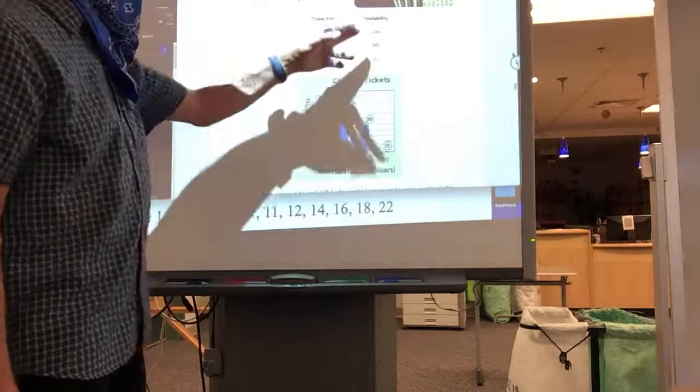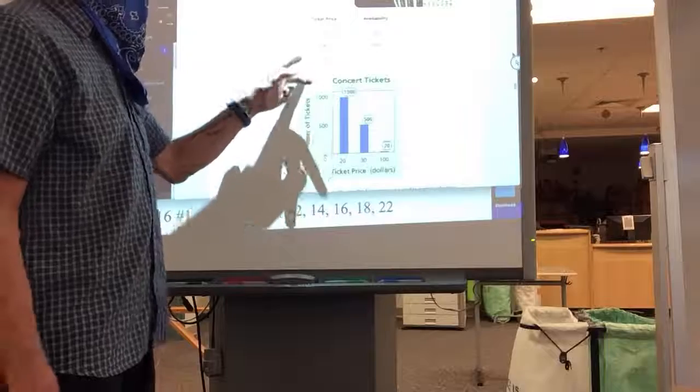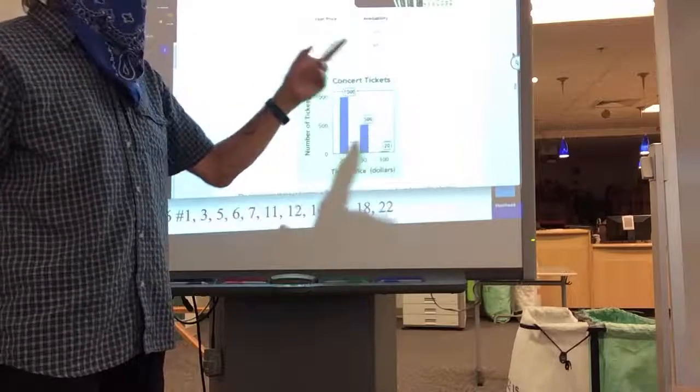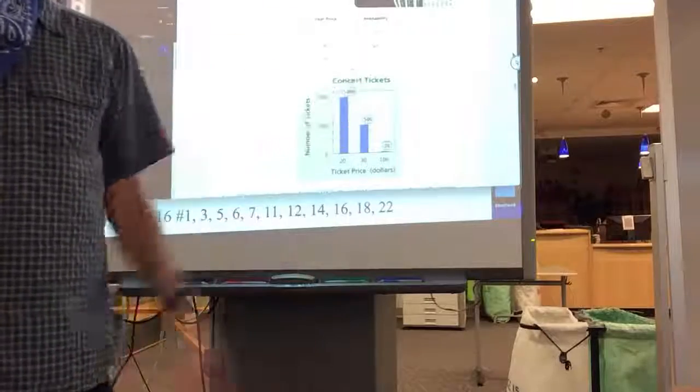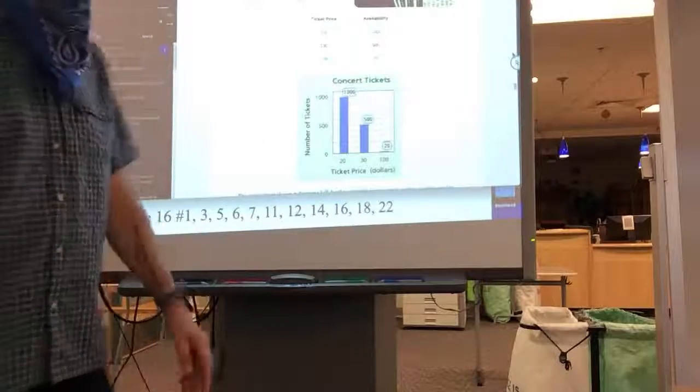So there's 1,000 $20 tickets. $30 tickets, there's 500. $100 tickets, there are 20 of them. So this is a frequency table. It's just a count of how many there are. We did a lot of these back in 8th grade.